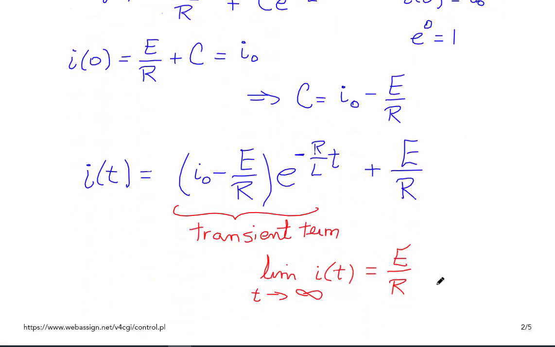And so putting all that back in, what I see is I get this transient term. This is the term that's going to decay to 0 over time. And the current will stabilize to be constant at E over R.